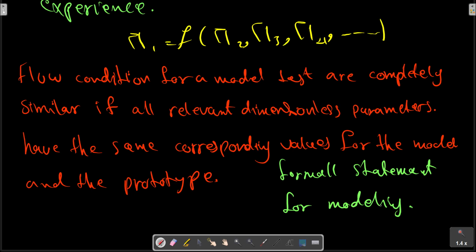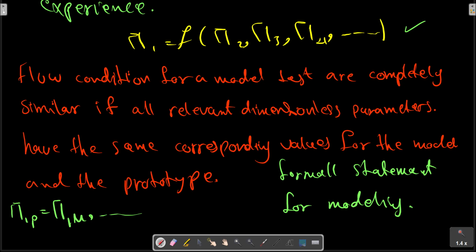This follows mathematically from the previous equation, so that we can write the relation, for example, pi1 prototype equals pi1 model, and other dimensionless products should be equal in prototype and model.